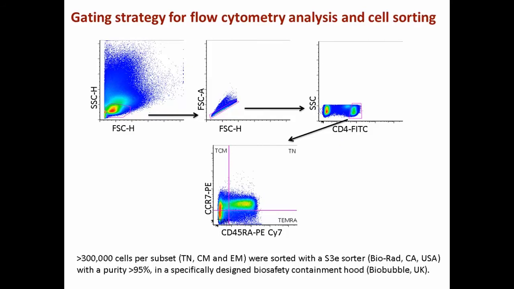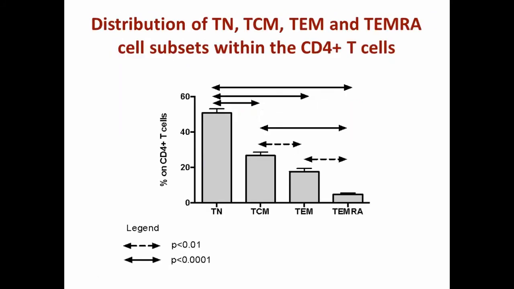We could sort at least 300,000 cells per subset, naive, central memory, and effector memory, with an S3 sorter, with a purity of higher than 95%. Of course, we had all the controls. And what came out is that the distribution of naive, central memory, effector memory and terminally differentiated cells was different among different populations. As we know, patients have a high amount of naive cells because of the therapy.